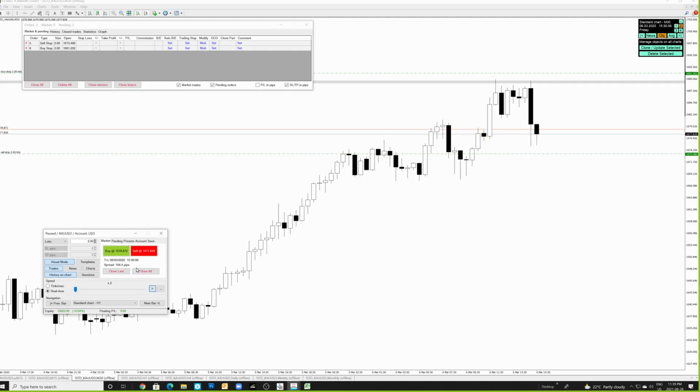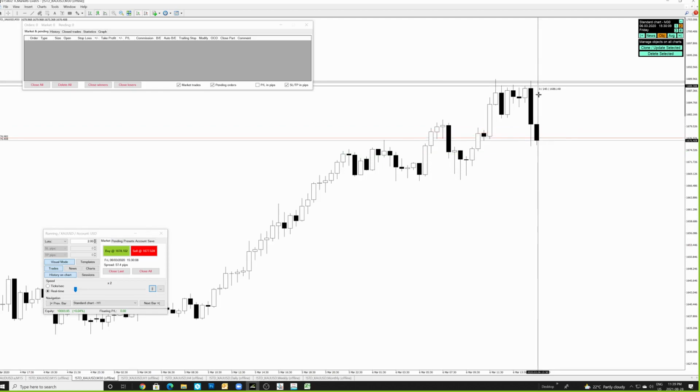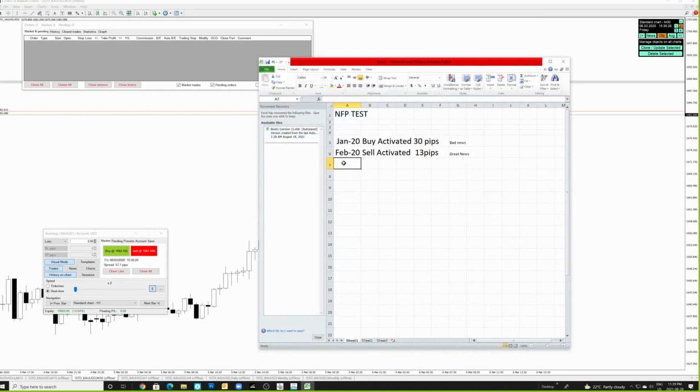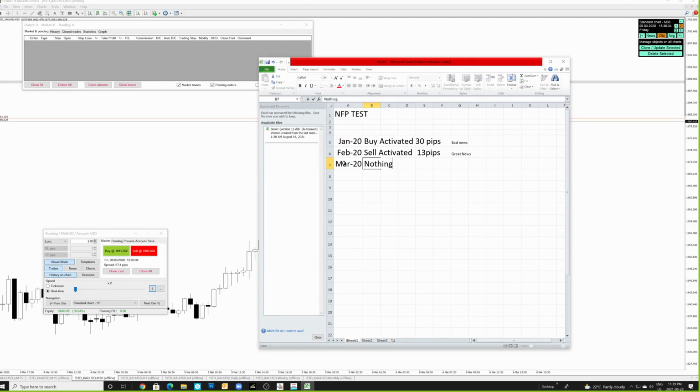See, at this point, in the first 6 seconds, price moved down, rejected this area right here, so sell stops, buy stops removed. Since this was a very, very big candle, it's very tough to say what's going to happen, right? So this NFP was a dud. Nothing happened. So yeah, March 2020, nothing.